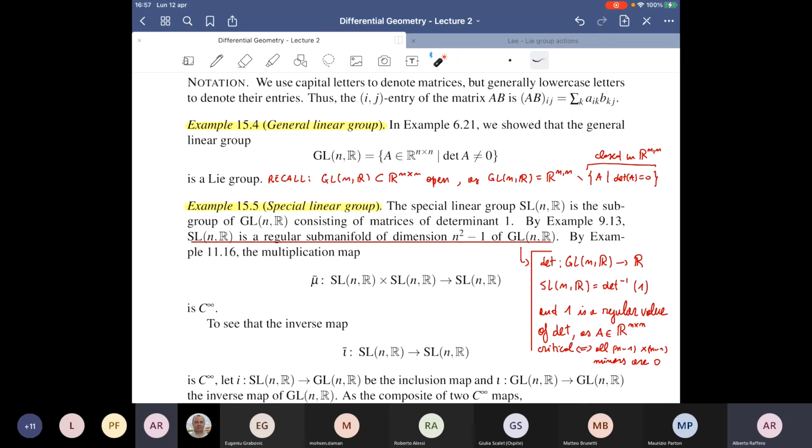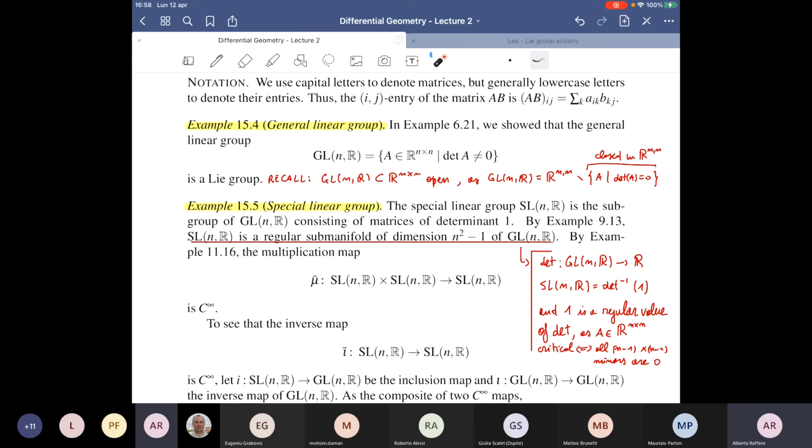So the first example is the general linear group, which is a Lie group, and it is just a group of matrices whose determinant is different from 0. And as you saw last time, this is a Lie group because it is an open subset of the set of matrices. This is a notion from topology, and you said something about this last time. So what does it mean that it is open? It is the complement of some closed subset, for instance.